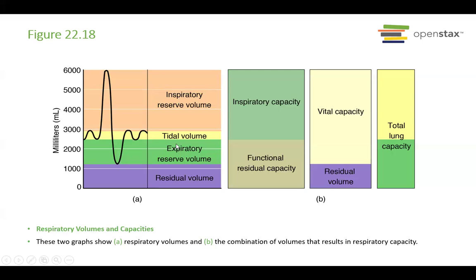How much air you can get out of the lung, that's expiratory reserve volume. The vital capacity is the most amount of air that can enter or leave your lung at any time. But you see this purple here, that's known as the residual volume.